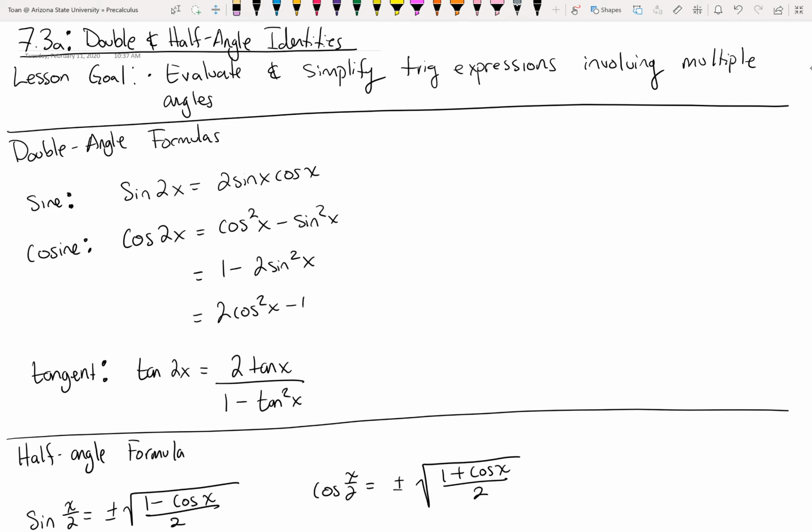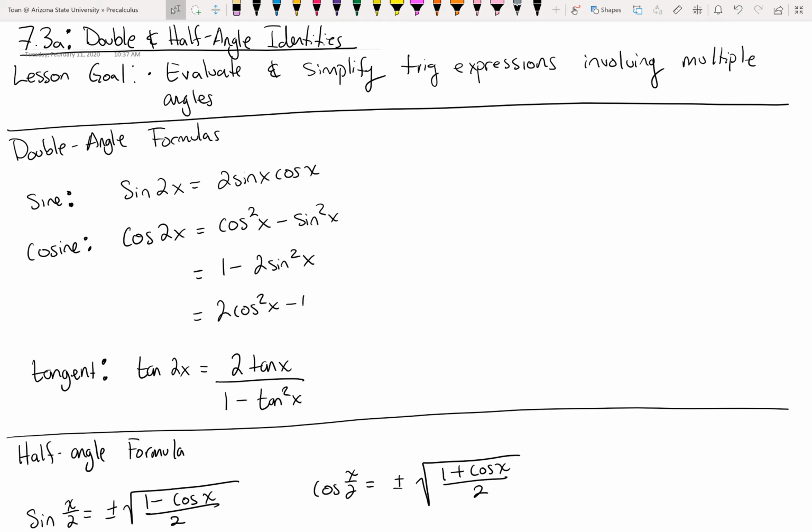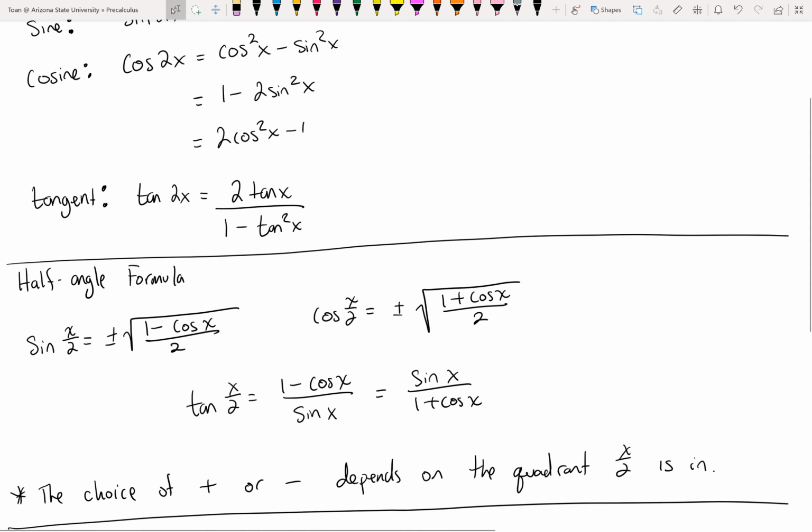So the first variation is gotten from just simply doing the sums formula for cosine, and the other 2 variations are gotten from using the Pythagorean identity. So feel free to pause the video if you're copying this down. But the next set of identities to give you are the half angle formulas.